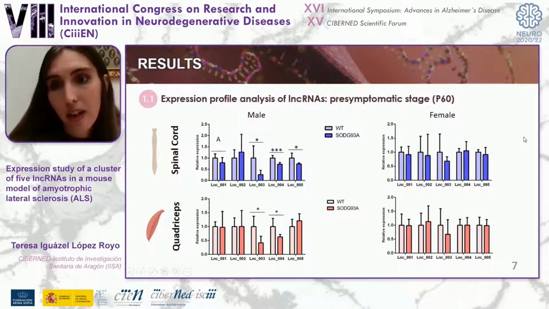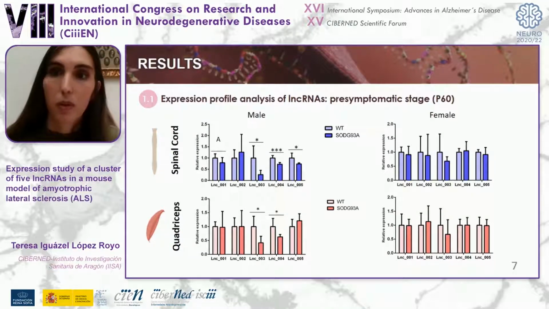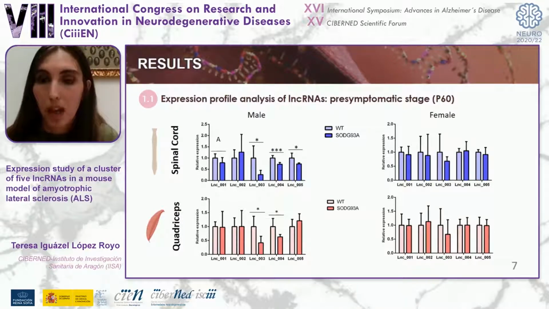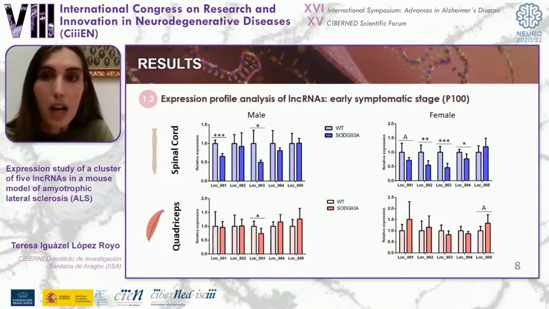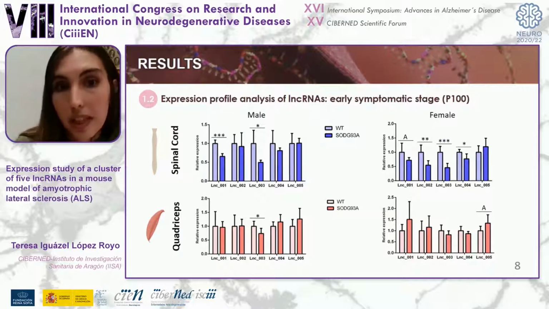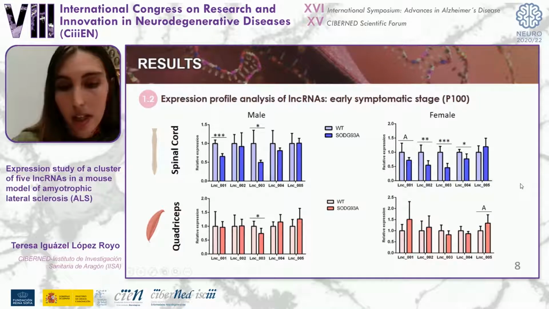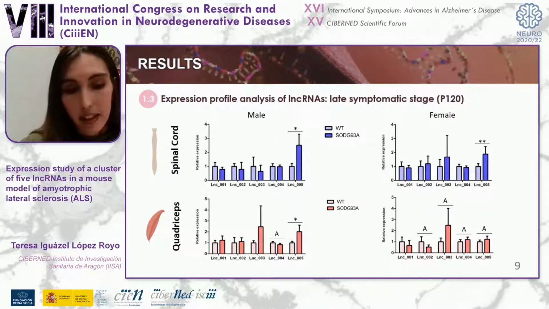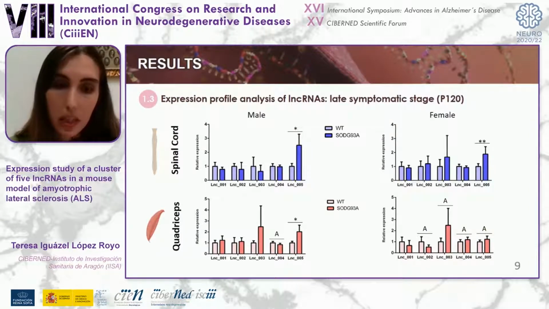Probably this is due to the fact that females in this mouse model usually develop the disease later than males. So they are always with a kind of delay. So at 105 days, that would be the early symptomatic stage, we still see some of these differences. We can see it now also in females. But interestingly, at late symptomatic stage, all these differences disappear.